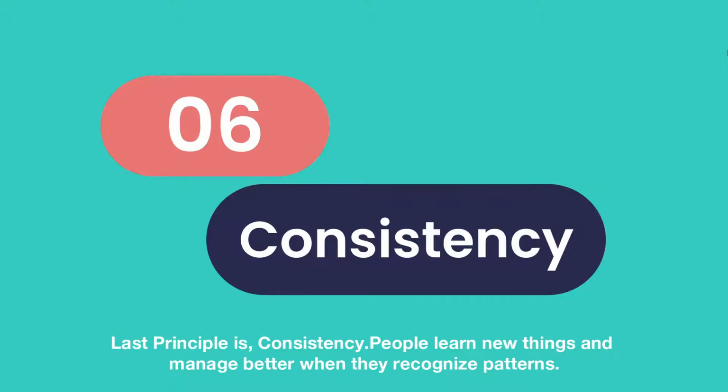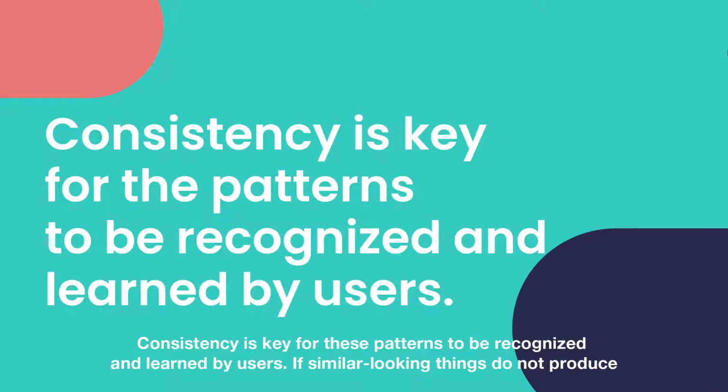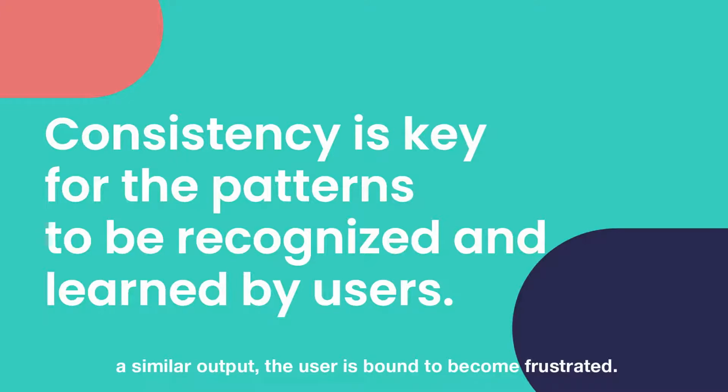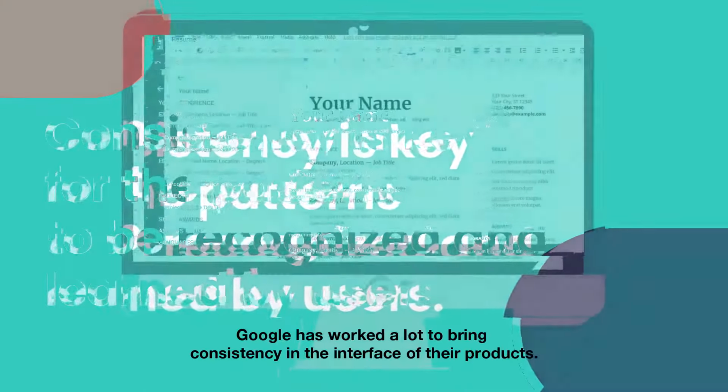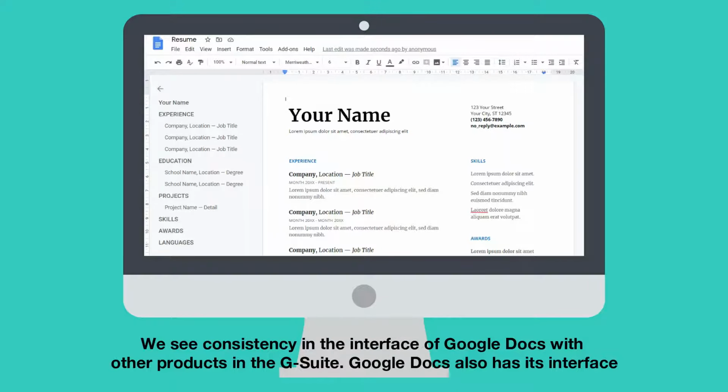The last principle is consistency. People learn new things and manage better when they recognize patterns. Consistency is key for these patterns to be recognized and learned by users. If similar looking things do not produce a similar output, the user is bound to become frustrated. Google has worked a lot to bring consistency in the interface of their products. We see consistency in the interface of Google Docs with other products as well.